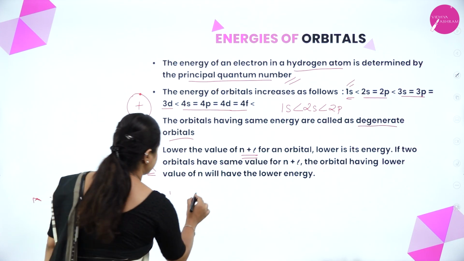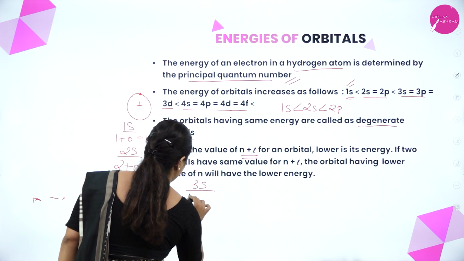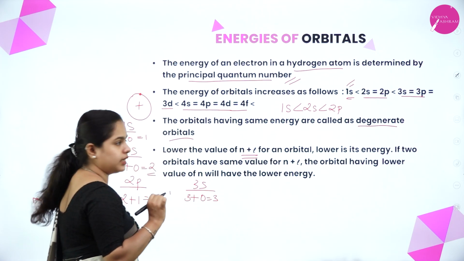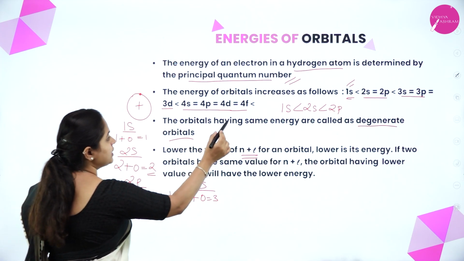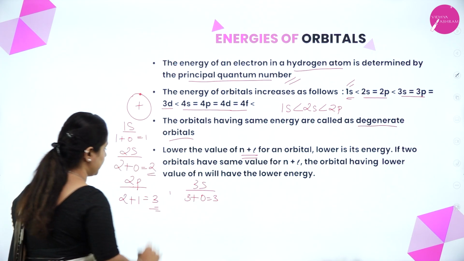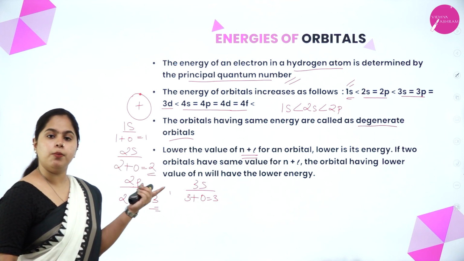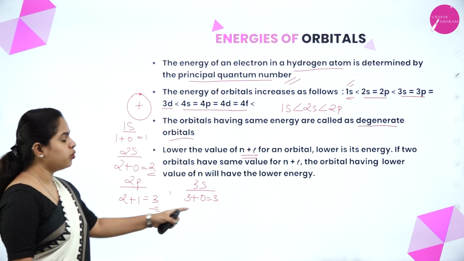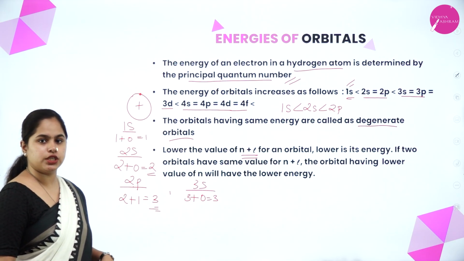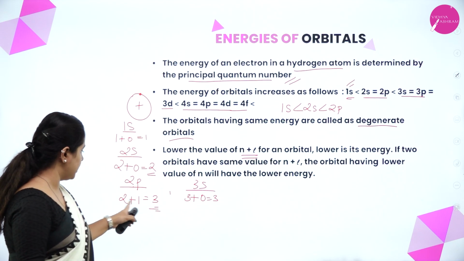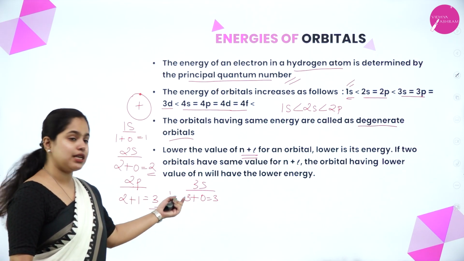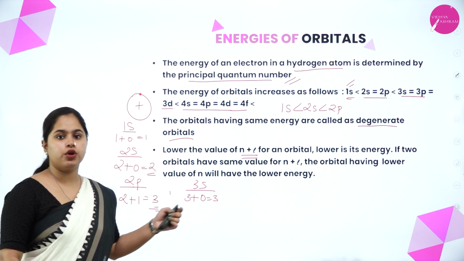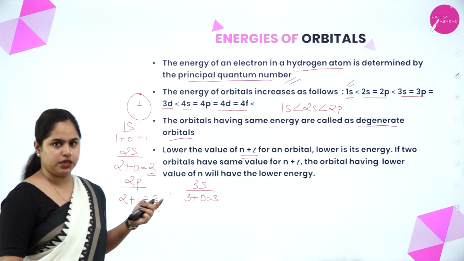For 3s orbital, the n plus l value is 3 plus 0, that is 3. Now what you can see, 2p and 3s, for both of them the n plus l value is the same. So how do I decide which is having higher energy? As you can see, n plus l, 2 plus 1 is 3, 3 plus 0 is also 3. So in both cases, the n plus l value is the same. So how do you determine which is having higher and lower energies?